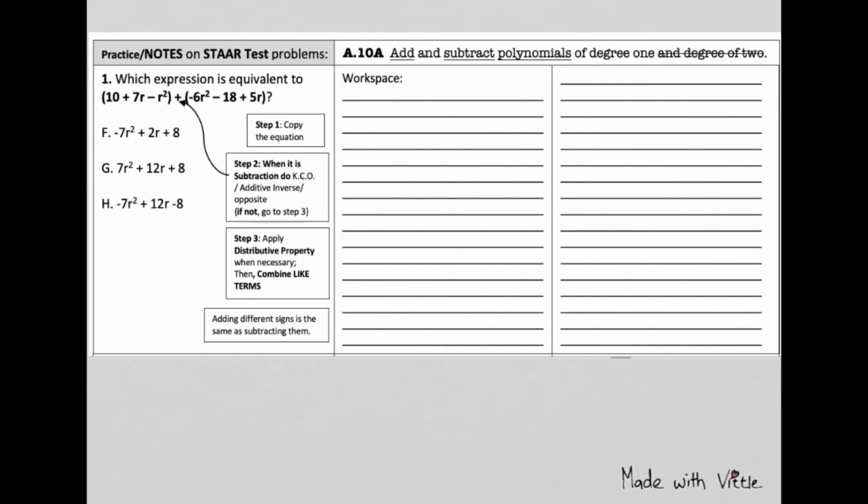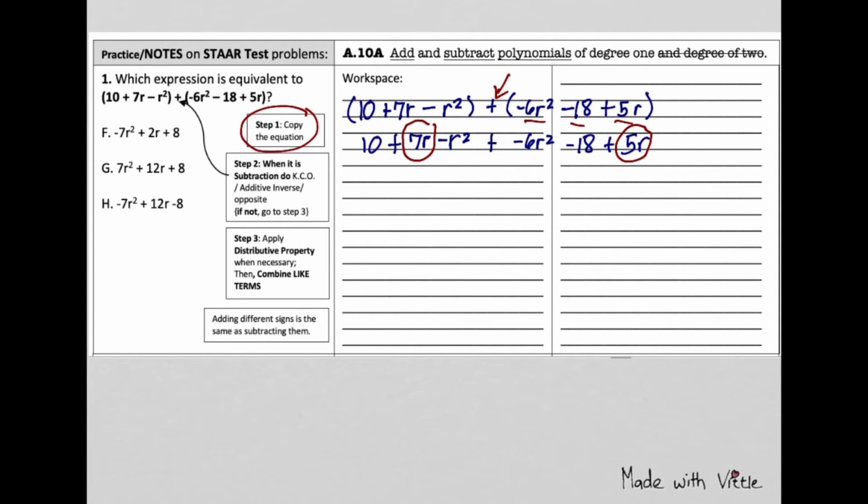Which expression is equivalent to 10 plus 7r minus r squared plus negative 6r squared minus 18 plus 5r? It's an addition, therefore nothing will change inside these parentheses. Just copy everything down without the parentheses. These two are like terms. They both have r with the first power, so let's combine them. We have to add them, the 7r plus 5r, since they have the same signs.